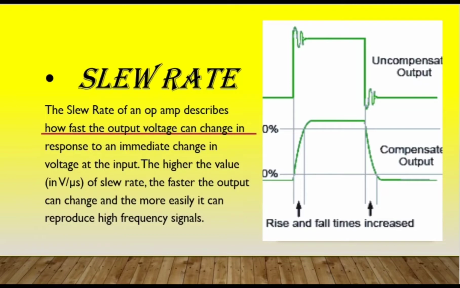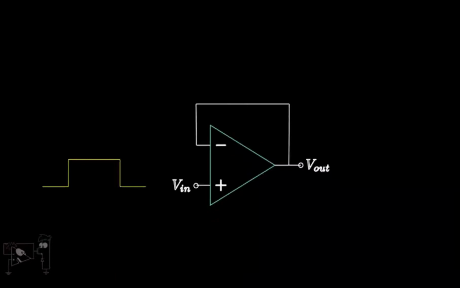In this video, we'll understand what slew rate is and what its implications on operational amplifiers are. Consider an op-amp configured in a voltage follower configuration. Suppose we give a pulse input which varies from 0 to 5 volts to this circuit. As the output follows the input, we expect the output to become a pulse instantly as well.